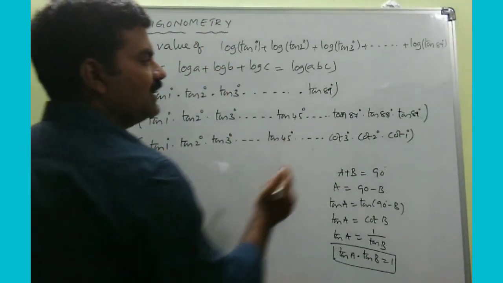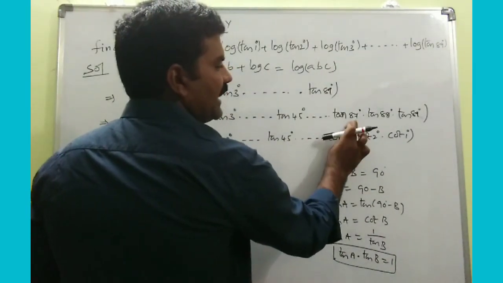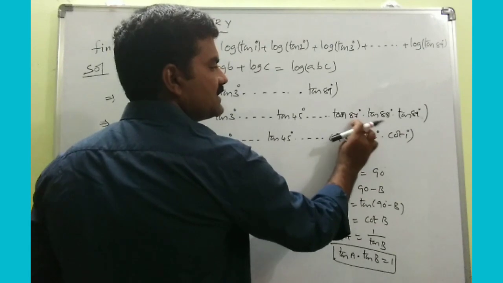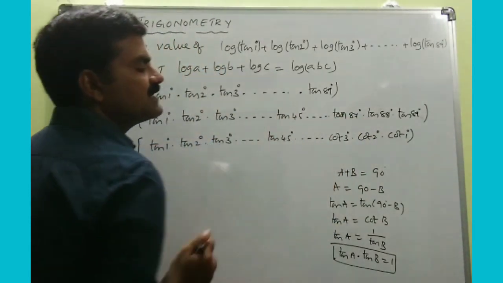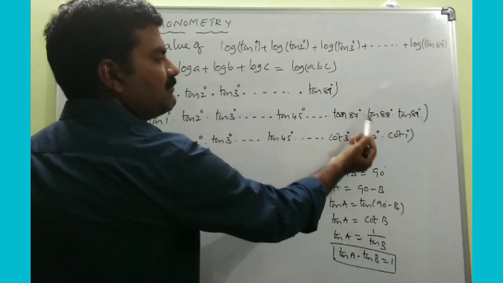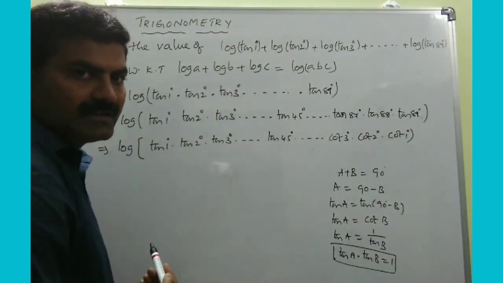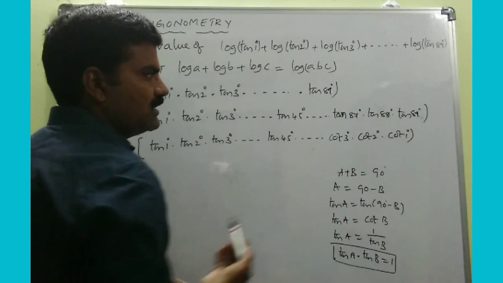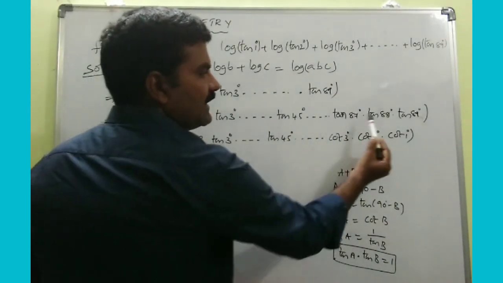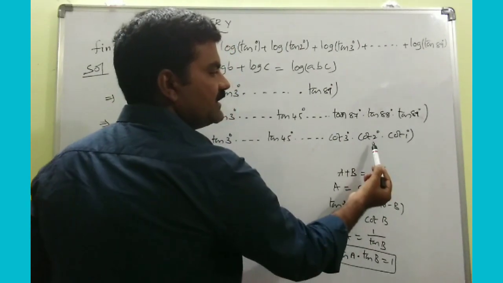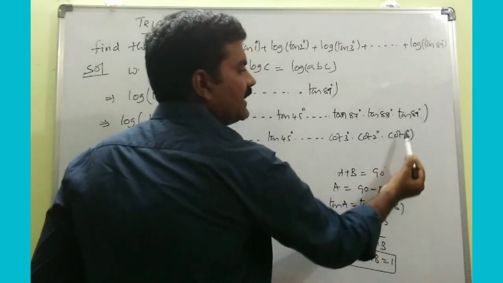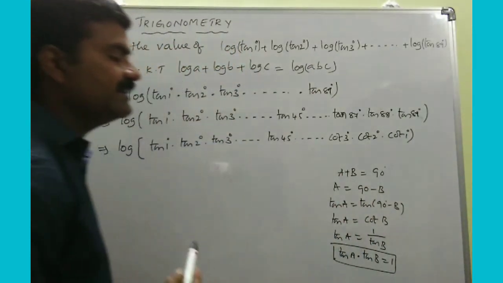Everything is fine. Now tan 87. Actually 87 I can write as 90 degrees minus 3. Because of 90 degrees, tan changes into cot, and 90 minus theta is in the first quadrant, hence positive. So tan 87 I can also write as cot 3 degrees. Tan 88 I can also write as cot 2 degrees. And tan 89 I can also write as cot 1 degree.